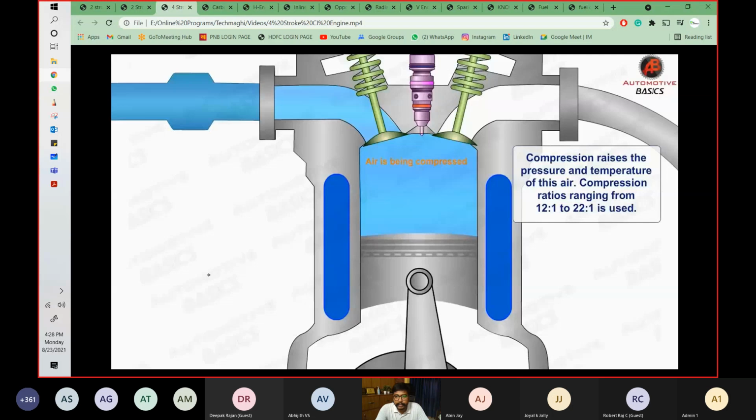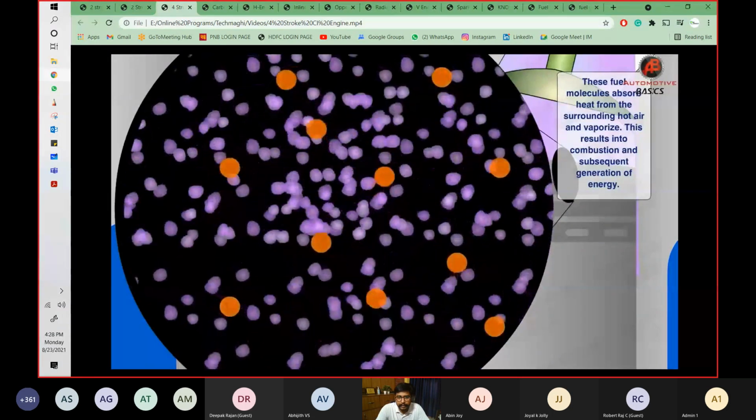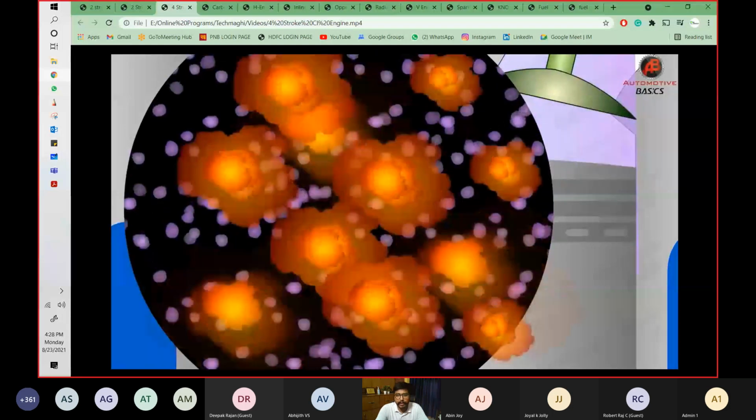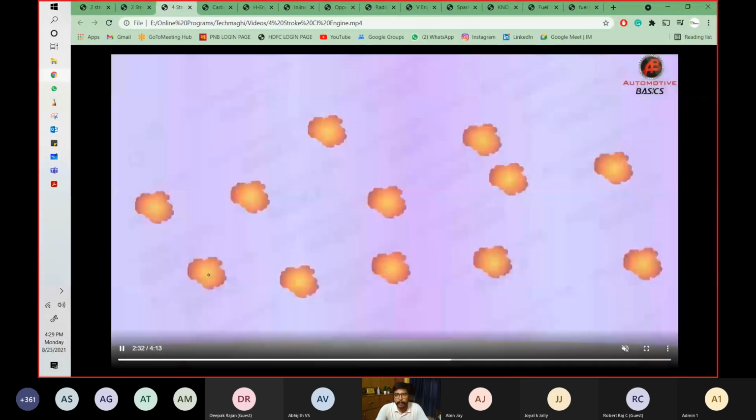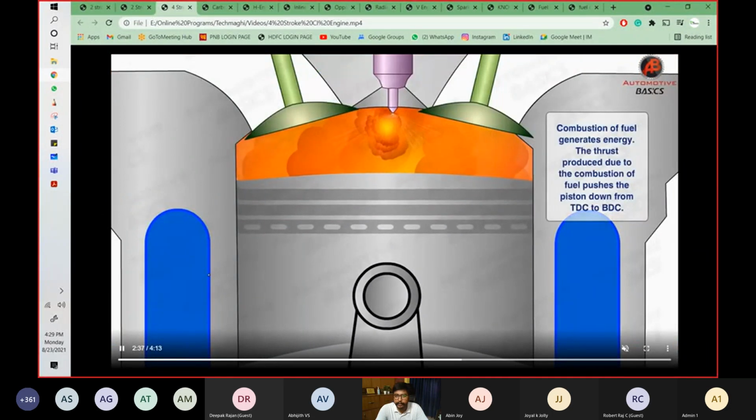As soon as it reaches the top dead center, there will be a fine spray of the fuel, and this will cause self-ignition of the fuel. These are very fine droplets. The size is very fine. If you happen to see it in real life, you will be amazed at the size of the droplets. And this is causing the explosion or the fire, and this is how the power stroke happens.